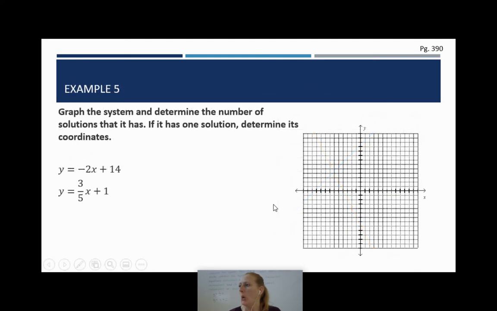So with that in mind, I would like you to solve this system of equations. Example 5, I would like you to graph the system and determine the number of solutions that it has. And if it has one solution, you need to determine the coordinates of that solution. So go ahead and hit pause, graph these out. If it intersects in just one place, tell me what that place is. Then hit play when you're ready to check your work.